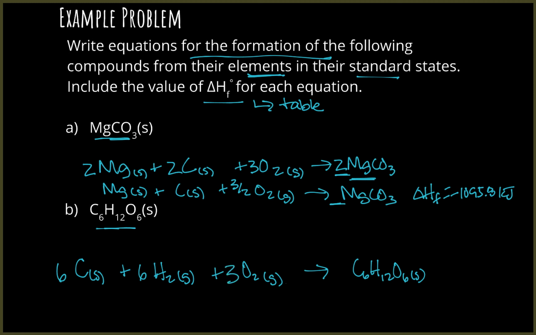And that one, by balancing it, it does end up with that already being 1, so I don't have to make any adjustments there. And then if I look up that heat of formation value on the table, that would be negative 1,273.3 kilojoules. So this isn't asking us to solve anything really, it's just asking us to write out those equations.